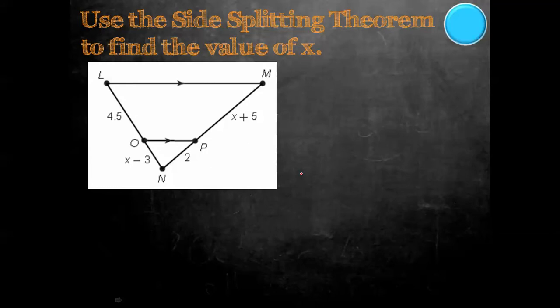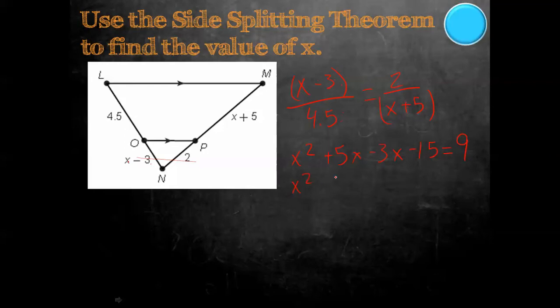In this last one right here, same thing, okay? We're going to take x minus 3 over 4.5, and then we're going to take 2 over x plus 5, okay? So we're going to have to multiply these and multiply these, okay? So x times x is x squared, and then x times 5 is 5x. Negative 3 times x is negative 3x, and negative 3 times 5 is negative 15. And then 4.5 times 2 is going to be 9.